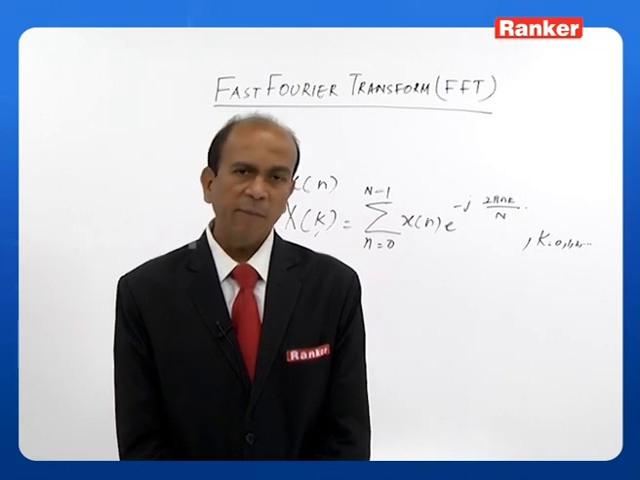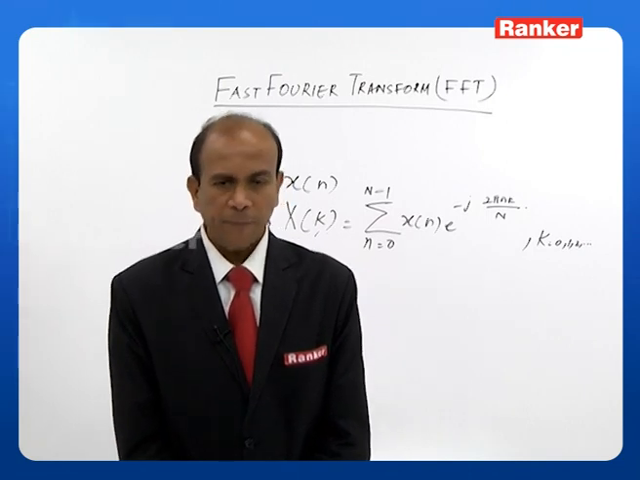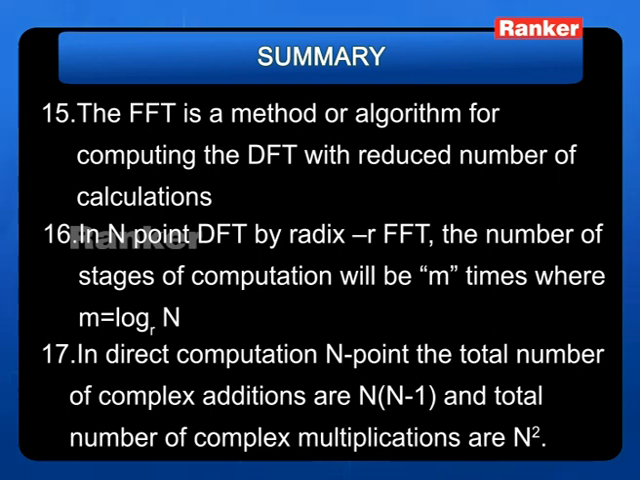If it is radix 2, it will be log n to the base 2. Now, in direct computations, what is it I am doing? In a direct computation of an n-point DFT, the total number of complex additions is n into n minus 1, as we have seen earlier, and the total number of complex multiplications is n into n, that is n square. So, this is about a direct computation.